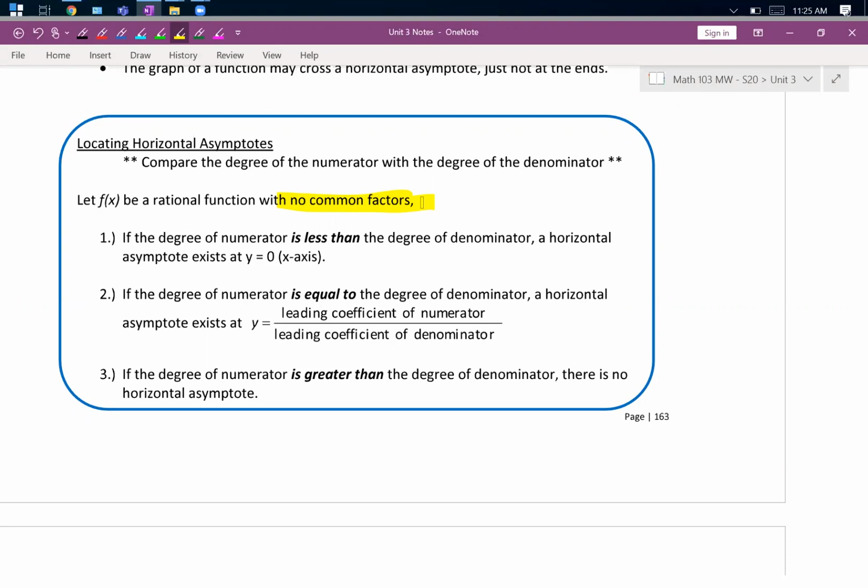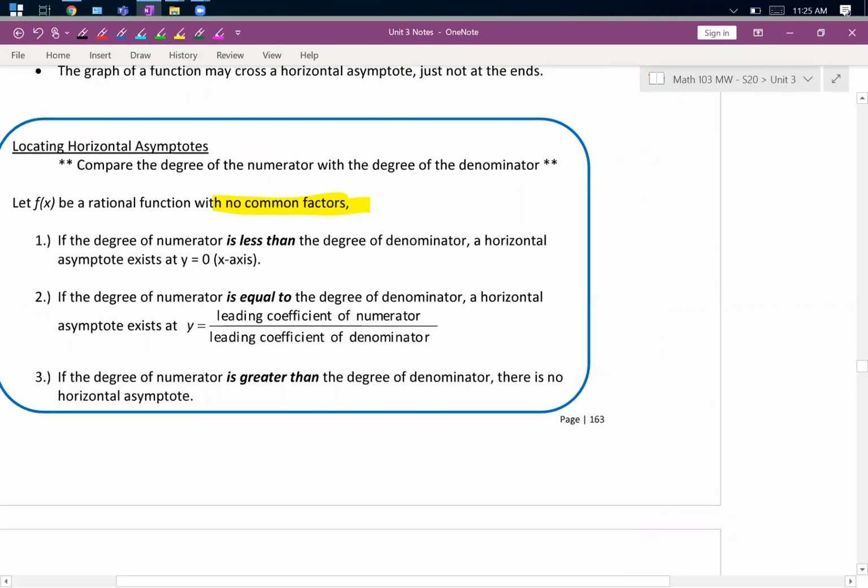If the degree of the numerator is less than the degree of the denominator, then a horizontal asymptote exists at y equals 0. So that means that we would have something like g of x equals x squared over x to the third plus 1, something like that.